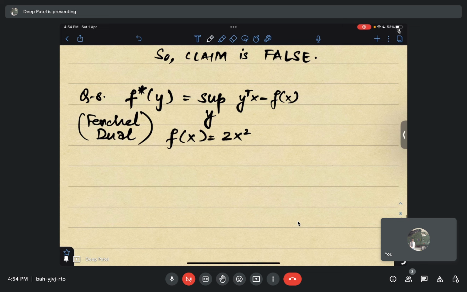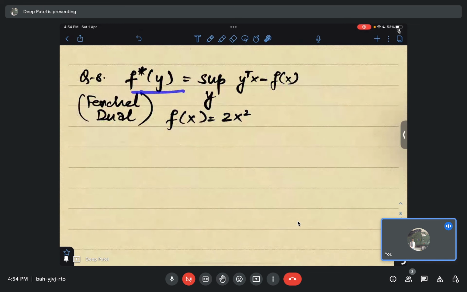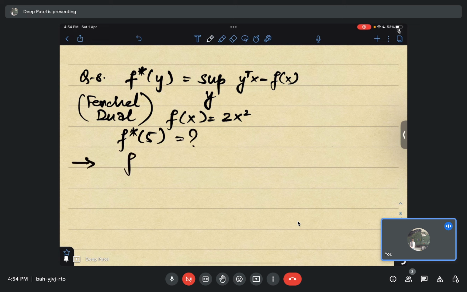Right. So here also, by the way, it's a nice bowl function that we have picked. Generally we take these functions to be strictly convex because there we get the desired property of the dual of a dual being the function itself. So right, we want to find f star 5. How do we do that? We just apply the definition.